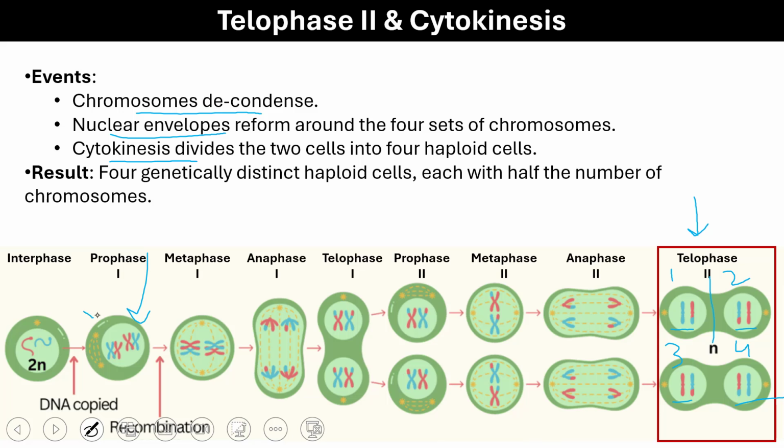We started with pairs of chromosomes, which is why the cells were called diploid cells, but we ended with half the number of chromosomes, only one set of chromosomes. That is why they are called haploid cells. These haploid cells are called gametes.